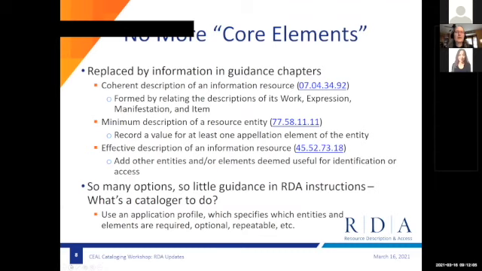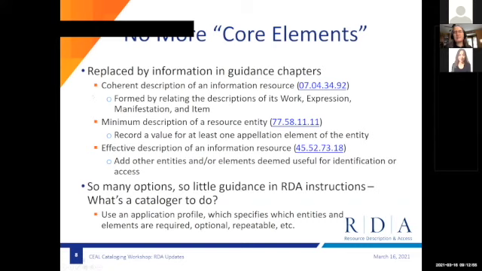First of all, there are no more core elements. These instead have been replaced by information in guidance chapters about coherent descriptions of information resources, minimum descriptions of a resource entity, and effective description of an information resource. These taken together, along with guidance from your community, will let you understand what you must do to appropriately describe a resource. So these things include relating the descriptions of work, expression, manifestation, and item as appropriate, recording the value for at least one appellation element of the entity. Think of appellation elements as names or titles, how you call something. And then adding other entities and elements that are useful for identification or access.